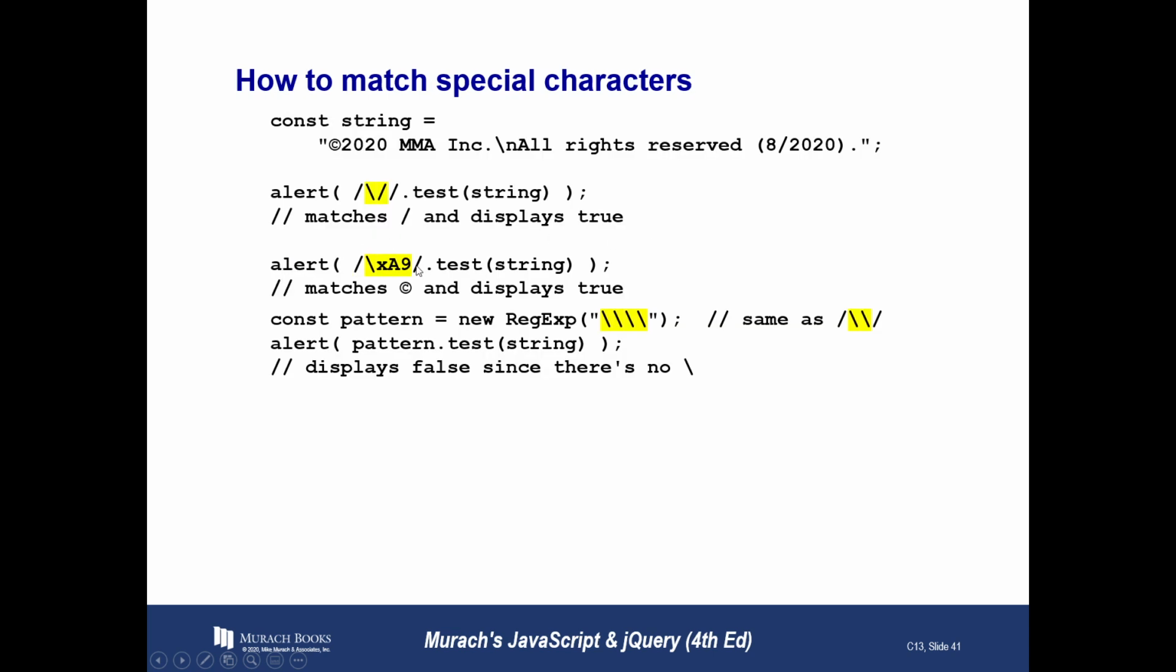Now this one, this is the end, this is the beginning, and this is the symbol. So it's looking for XA9, which is the symbol for this one. And yes, it has, so it returns true. Now this pattern is looking for two forward slashes, and the answer is no, there are no two forward slashes in this string, so it's false.